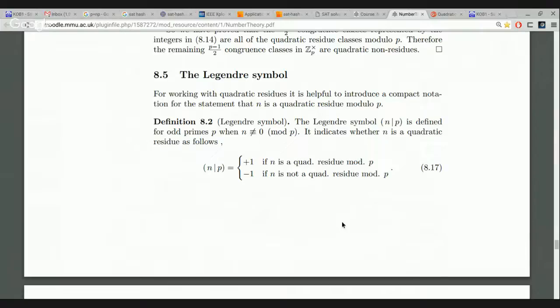We have this object called the Legendre symbol, just a piece of notation. The Legendre symbol (n/p) is the value +1 if n is a quadratic residue, and -1 if it is not a quadratic residue. It's just like an indicator function. It just represents +1 if it is a square, -1 if it is not a square.